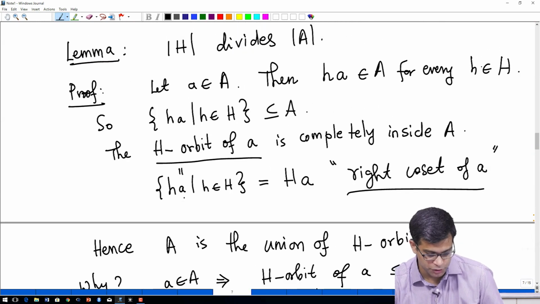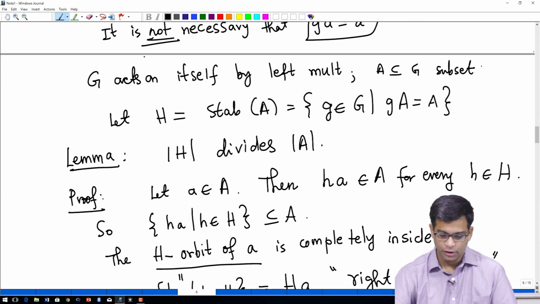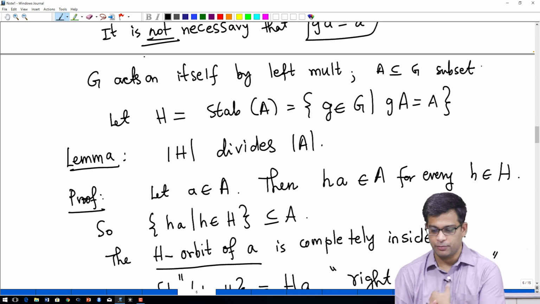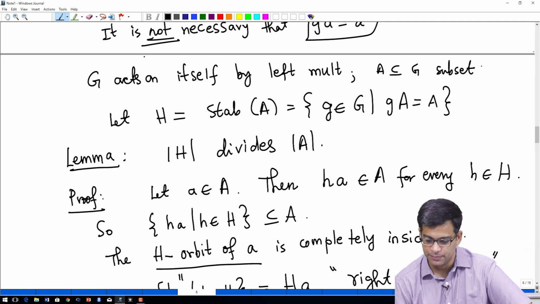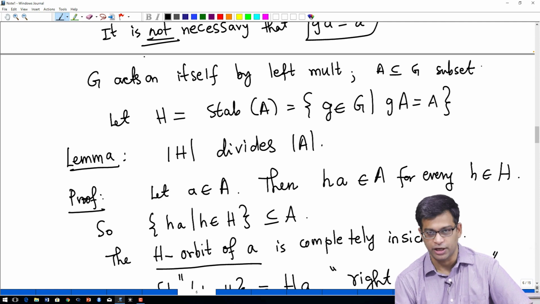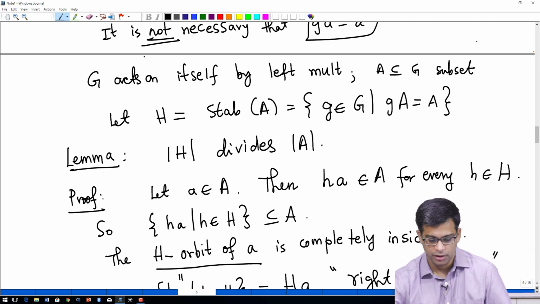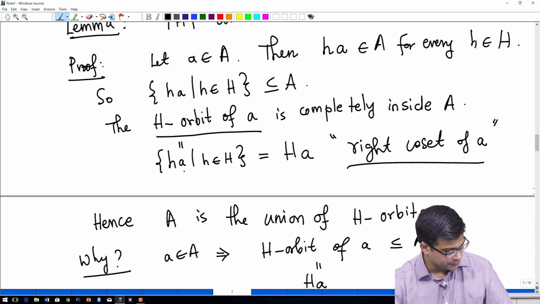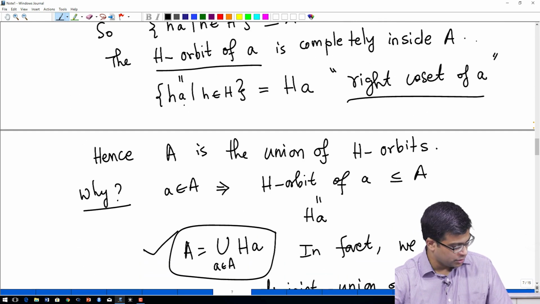So let us recall the proposition, or lemma I called it. If you have G acting on itself by left multiplication and you take a subset of the group G, called A, and H is the stabilizer of A, then order of H divides order of A. Okay, this is important for us when we do proofs of Sylow theorems later on.